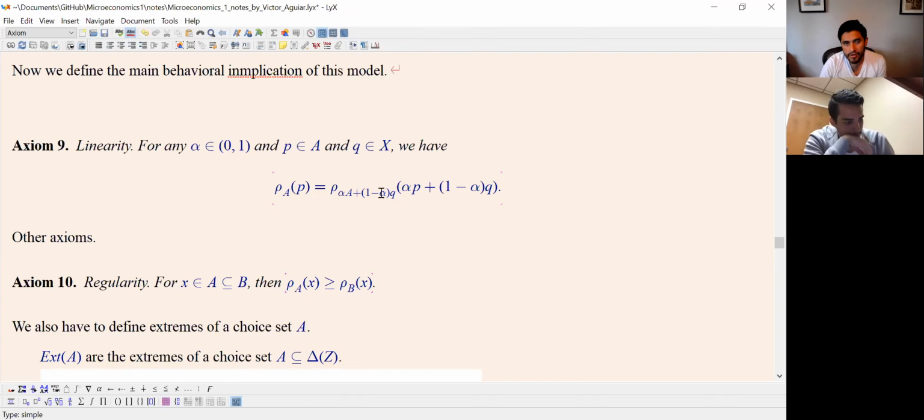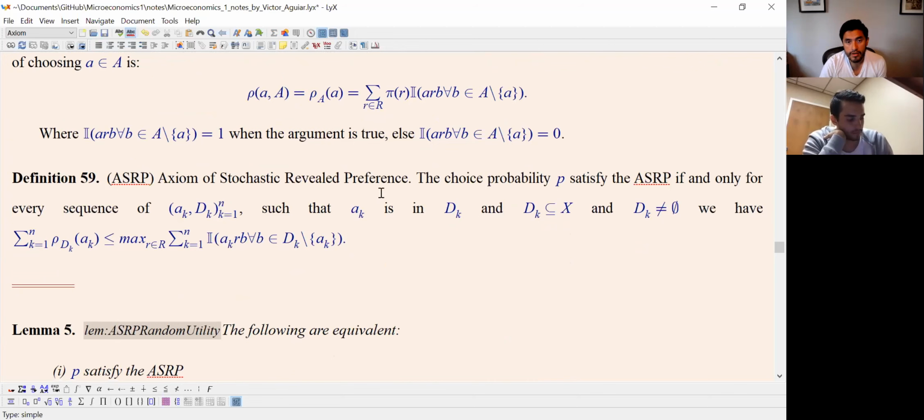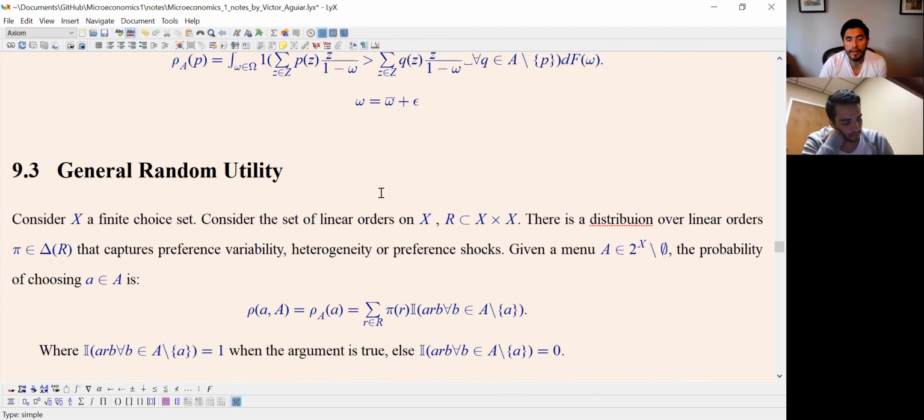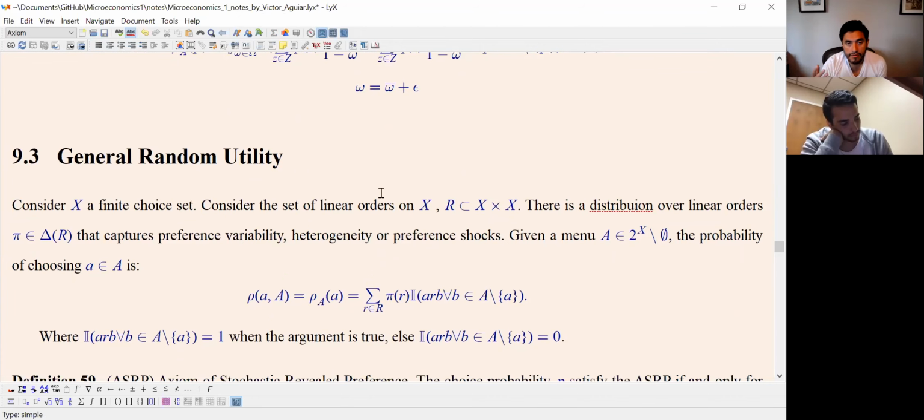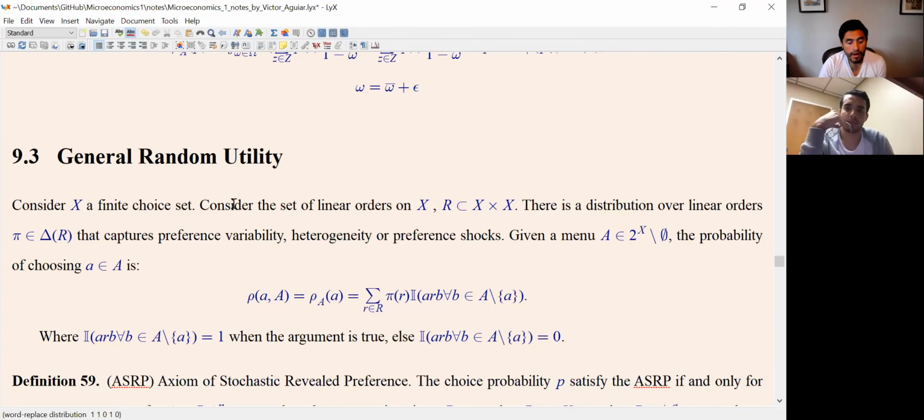So in stochastic choice, my point being, it's very hard to get revelation of preferences. We are going to see what to do, and we are going to introduce the axiom of stochastic revealed preference, which is the analogue of the SARP. So consider X a finite choice set, and now consider a linear order on X.